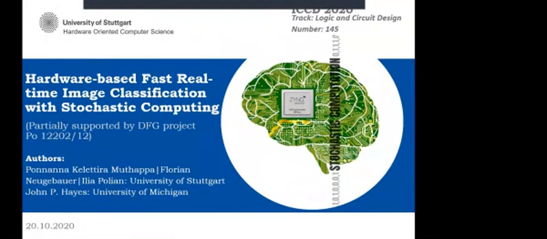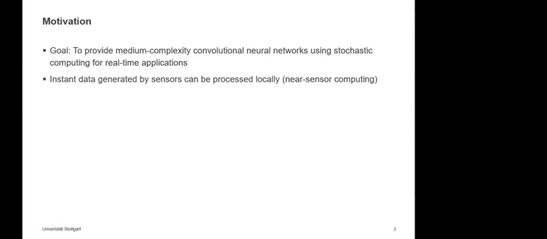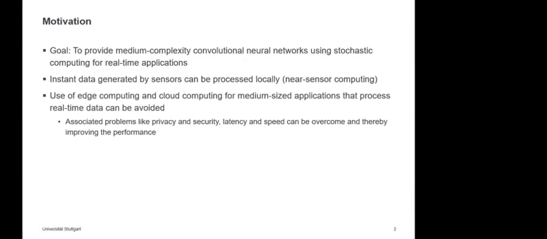Hello everyone, and welcome to the short presentation on hardware-based fast real-time image classification with stochastic computing. The goal: to use stochastic computing to realize medium complexity convolution neural networks targeting real-time applications. Nowadays, various IoT devices generate huge amounts of data at the source and are dependent on edge and cloud computing to process their data. Stochastic computing can be used for near-sensor computing, where data can be processed locally. It can also overcome the dependency on edge and cloud computing for medium-sized real-time applications. Also, the associated problems like privacy and security, latency and speed can be overcome, thereby improving the overall performance of the application.